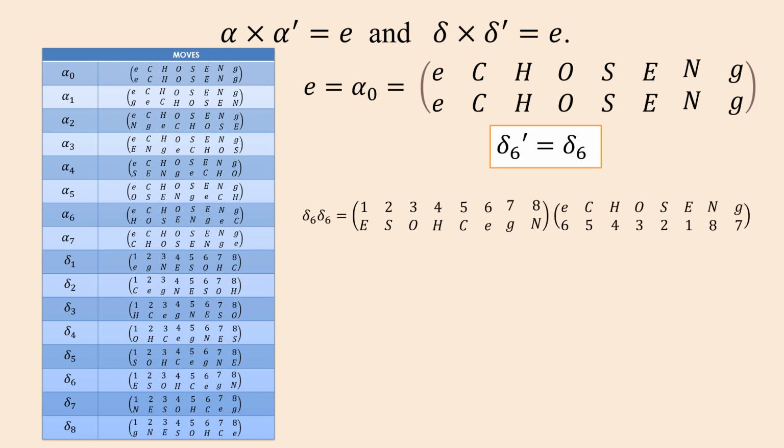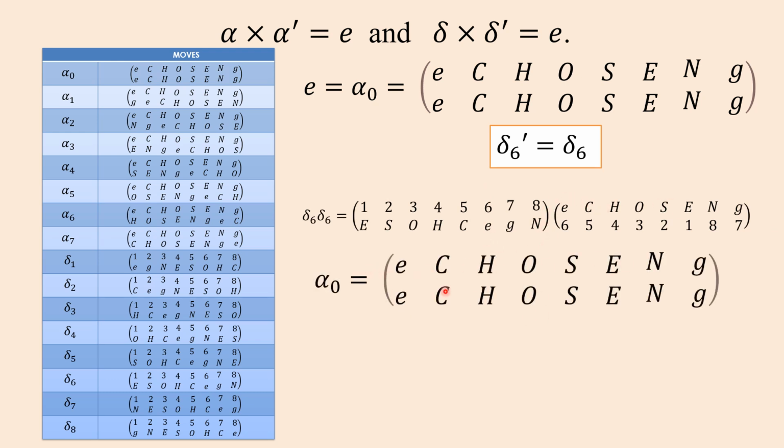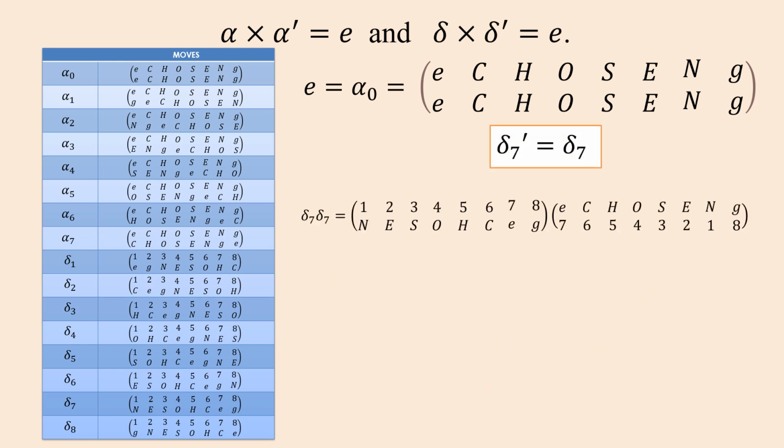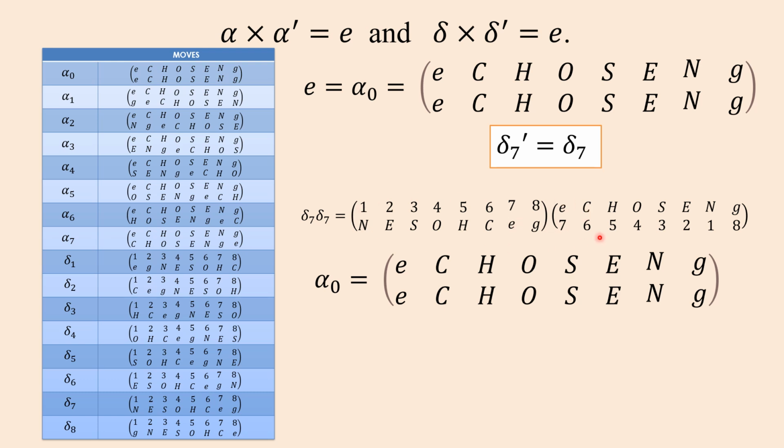Next, delta sub 6. So, E6, 6E, EE. So, as we can see, the result also is the identity element. Therefore, it's true that the inverse of delta sub 6 is itself, which is delta sub 6. Delta sub 7 as well. If we operate this, we will get the identity element, and it says that the inverse element of delta sub 7 is itself, which is delta sub 7.